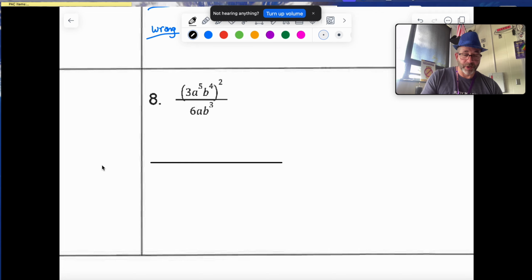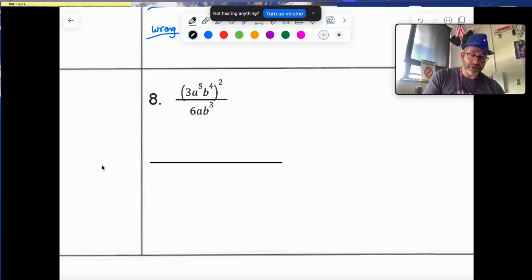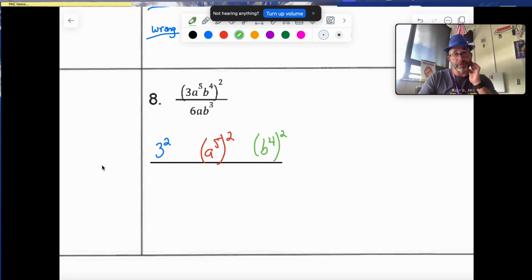So when we look at this one, we've got a power on the outside. That power doesn't apply to everything in the problem. This power only applies to what's in parentheses, which is this stuff right here. So the 6ab to the third, which is on the bottom here, this does not have a power to it because it's not in the parentheses. So let's go ahead and apply just the first part here, that 2, to everything on the top. So we're going to have 3 to the second, a to the 5th, raised to the second, b to the 4th, raised to the second. So everything on the top got that 2 applied to it.